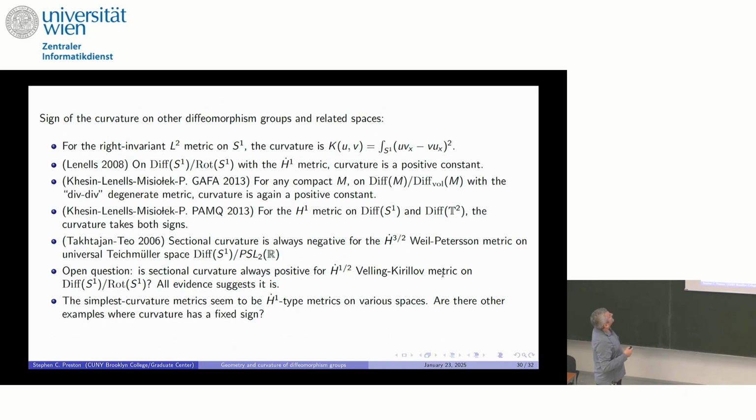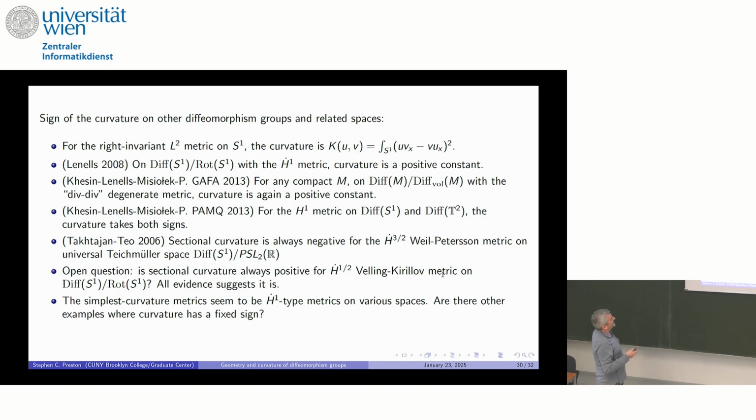And finally, some results on the sign of the curvature in other spaces. The only other one I know where it's positive is the horrible L2 metric on Diff(S^1): positive curvature, unbounded, but positive. The only nice example is from Lennell's Diff(S^1) mod rotations of S^1, where you actually get a sphere, at least a portion of a sphere. That's the only time curvature is simple. Constant curvature, the only situation I know.